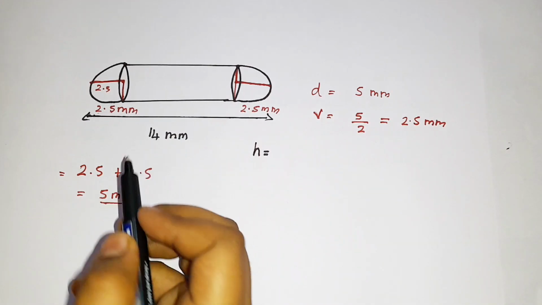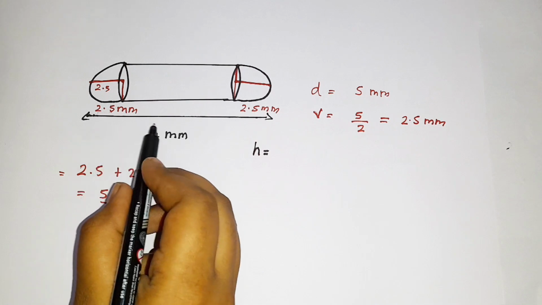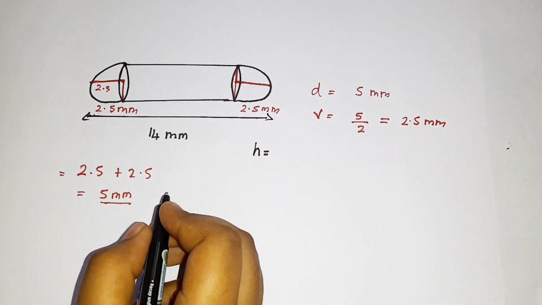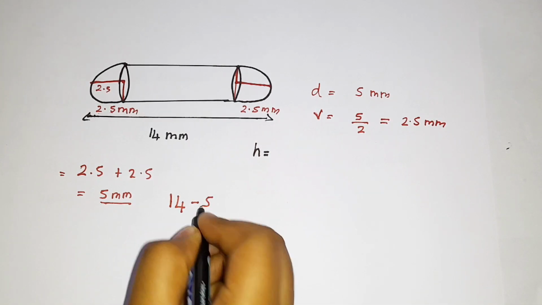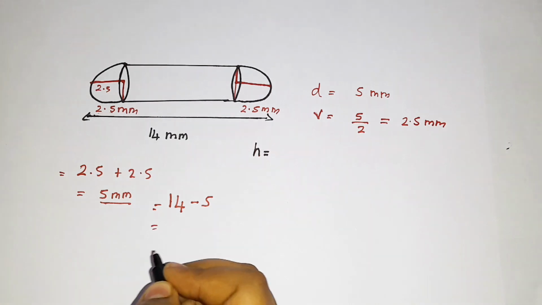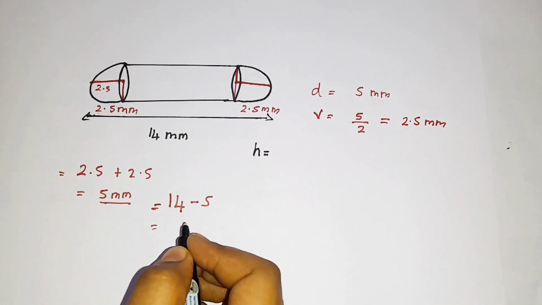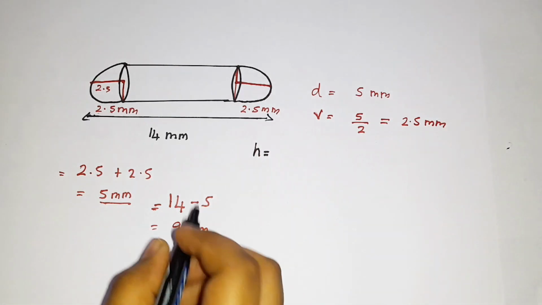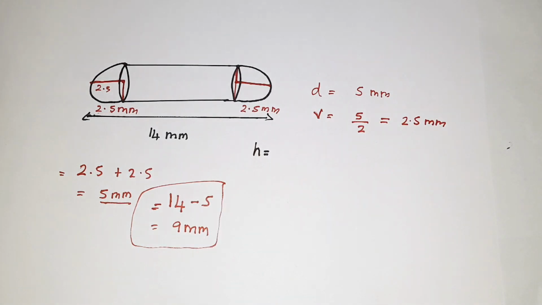Okay, so now I have another value, that is 14 millimeter. That is the length of the complete capsule. So now what I am going to do is, if I subtract 14 and 5, then I will be able to get the height. Am I right? So now if I subtract 14 and 5, I get 9. Am I right? So 9 millimeter. This is how we are supposed to find the height of the cylinder.